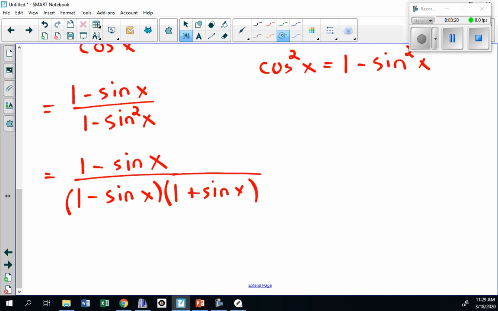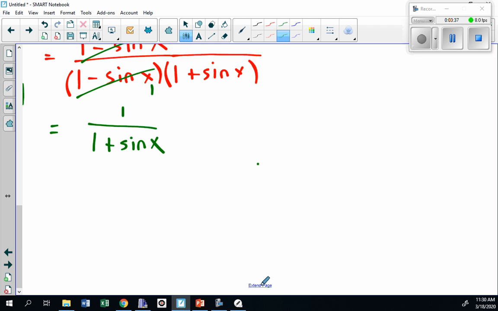Now it might be a little more obvious what we're going to do here. 1 minus sine x divided by 1 minus sine x is, well, 1. So then we're left with 1 as our numerator, and then all we're left with is 1 plus sine x. And we've got to make sure we actually finish this question. So therefore, left side equals right side. And yes, we've proven this now. Okay, right on. Let's go to the next question.